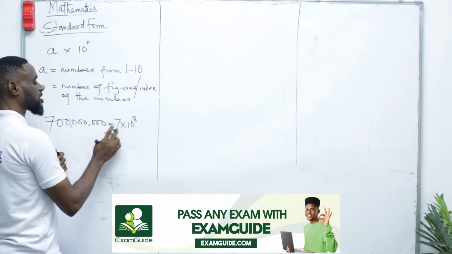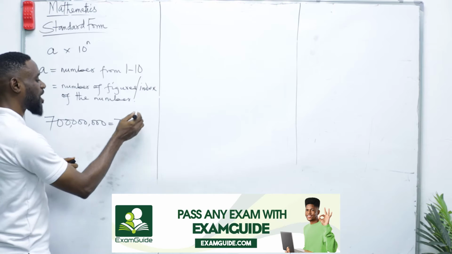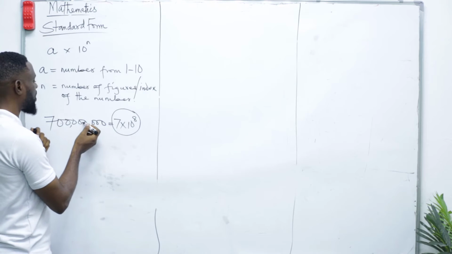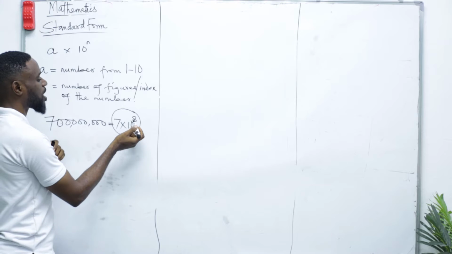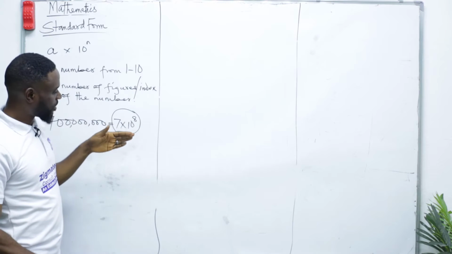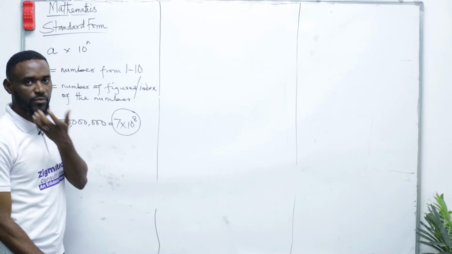Do you understand the point now? 7 times 10 raised to the power 8. At this point, you have shortened this number. This number that is 9 figures is now just 4 figures. So this is an example of what we mean when we say standard form.